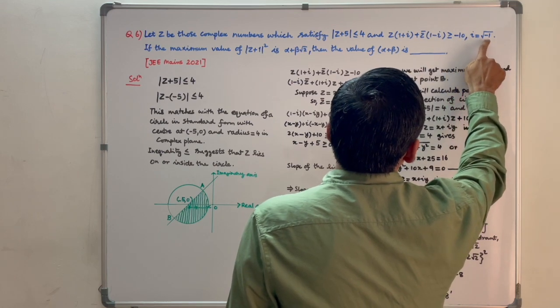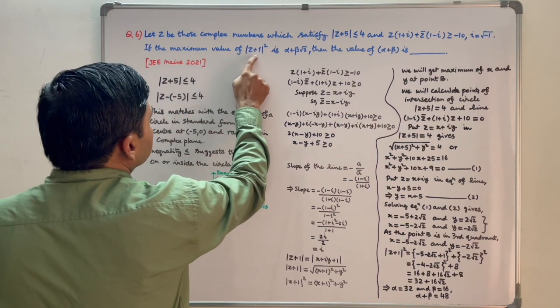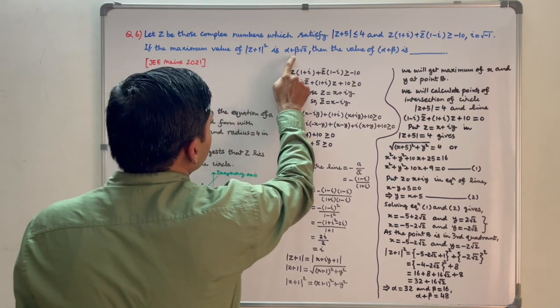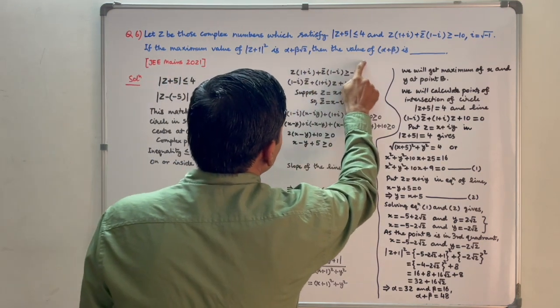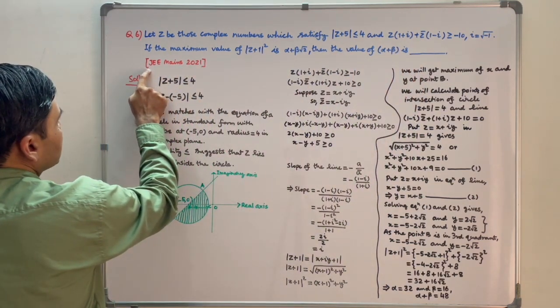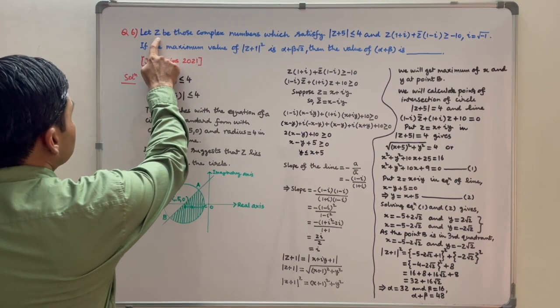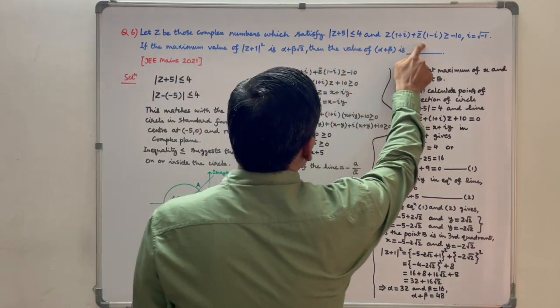i is equal to under root minus 1. If the maximum value of |z + 1|² is α + β√2, then the value of α + β is. This question was asked in JEE Mains 2021. It is given that z satisfies these two inequalities.